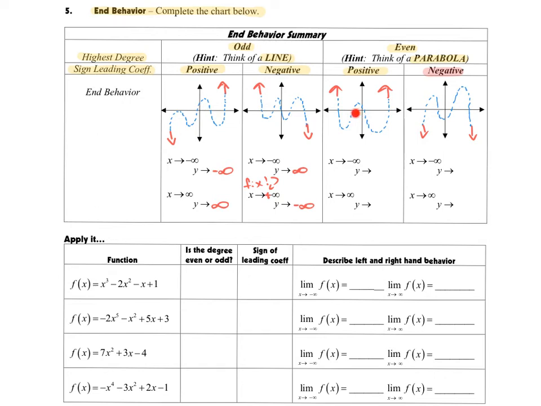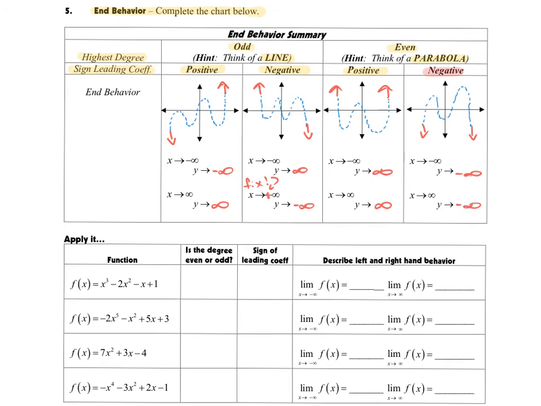As x goes to negative infinity, y is going to positive infinity. As x goes to positive infinity, y is going to positive infinity. So now we can see those are the same. And as x goes to negative infinity, y goes to negative infinity. And as x goes to positive infinity, y goes to negative infinity.